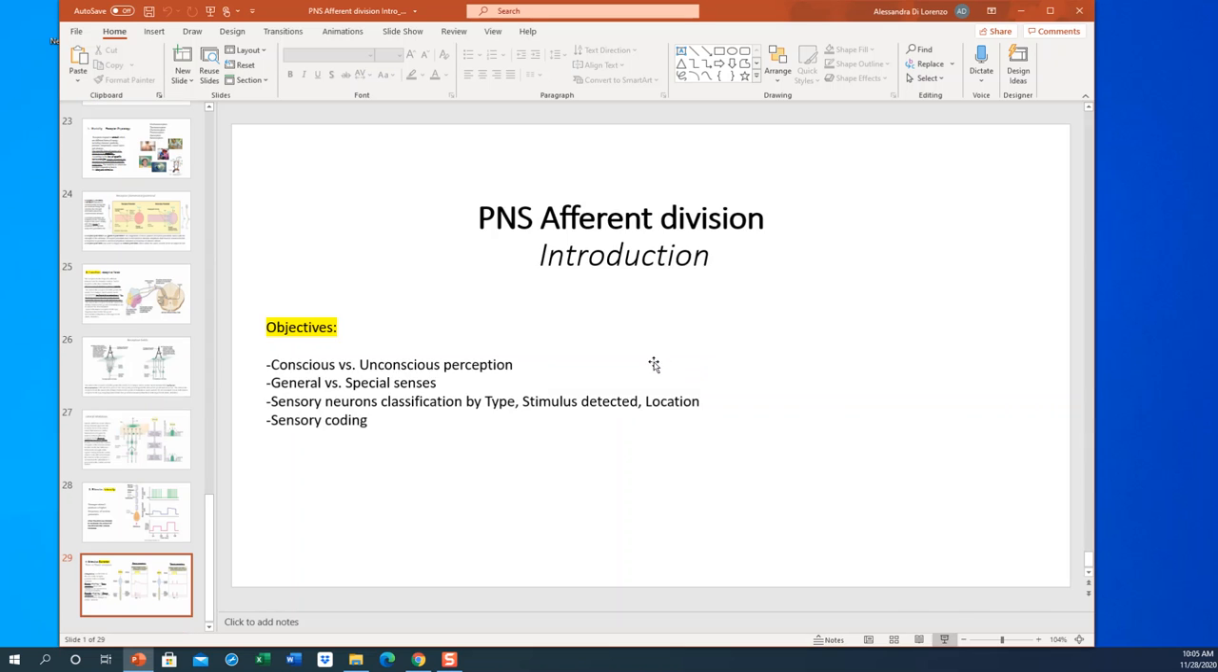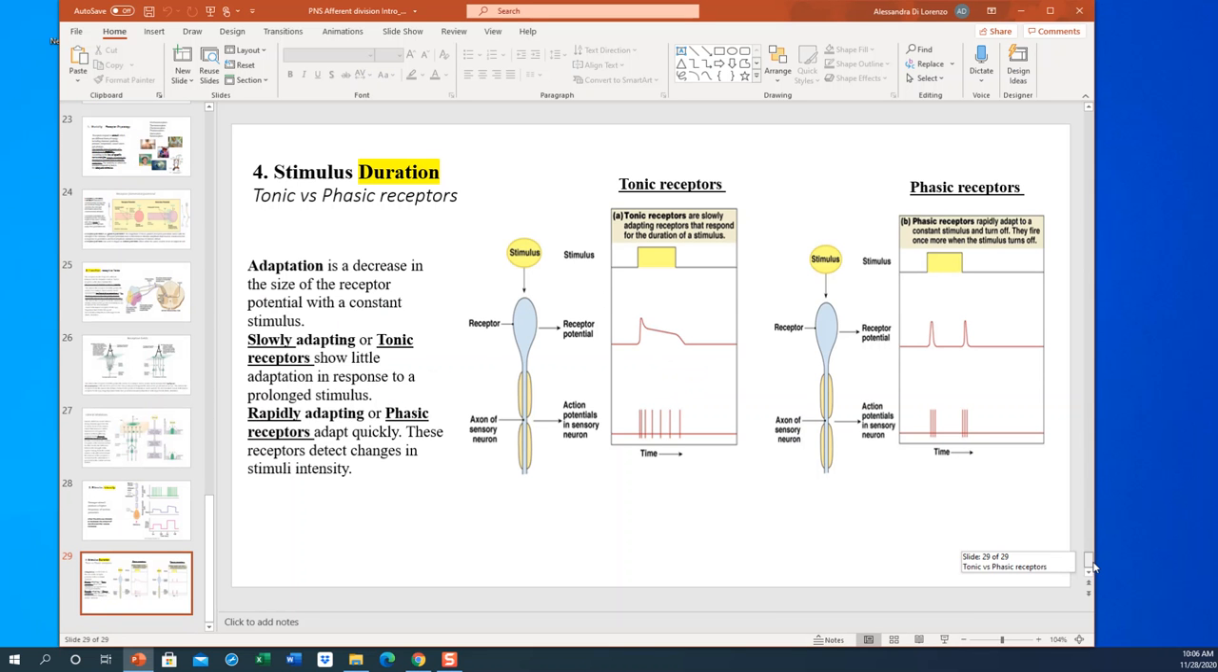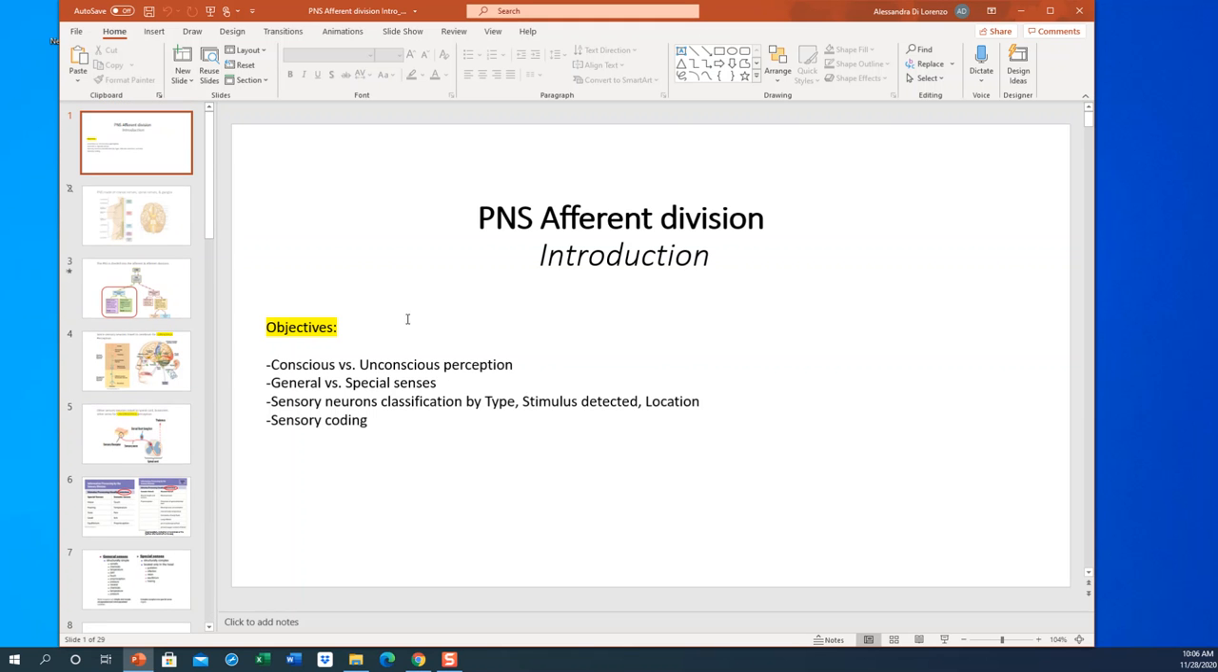All right, so pretty much that's all I have. If you can go over this lecture for me, these concepts that we have talked about, conscious versus unconscious perception, general and special senses, shouldn't be very hard for you to grasp. Remember, the special senses are 5. If you remember the special senses, then you can remember the general ones, because anything that is not special is general. And sensory neuron classification by type, stimulus detected and location, and the concept of sensory coding that we just talked about.